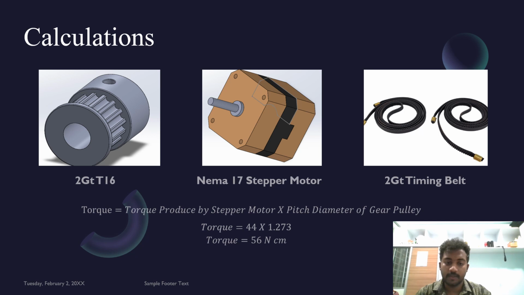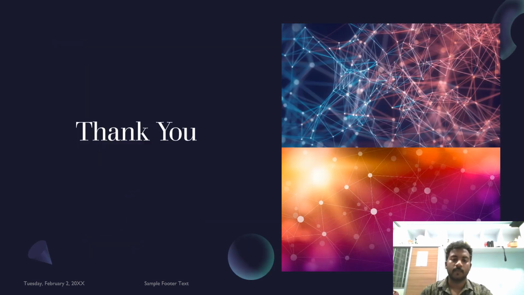Based on this information, we made a small calculation to find out what torque can be produced using the stepper motor and the gear pulley with 16 teeth on the timing belt. We calculated it will be around 56 Newton cm per motor. And we have three stepper motors, and two stepper motors will be used for one axis to produce maximum torque to insert and plug out the pen drive, while the other motor is used to move the port from one side to another. That's all from me today.